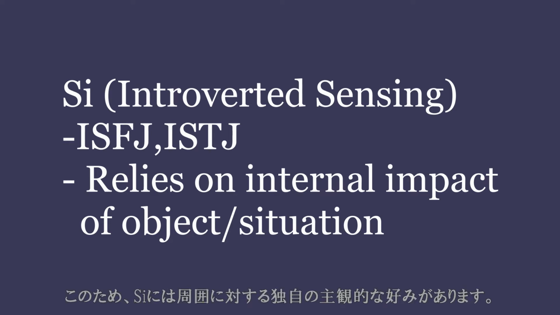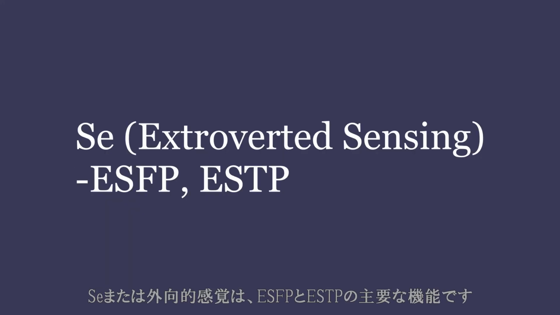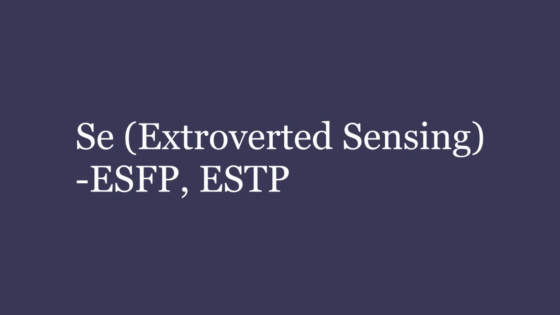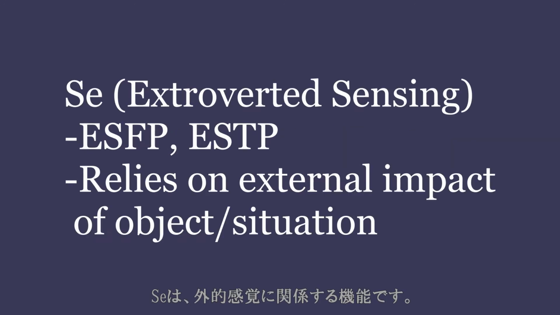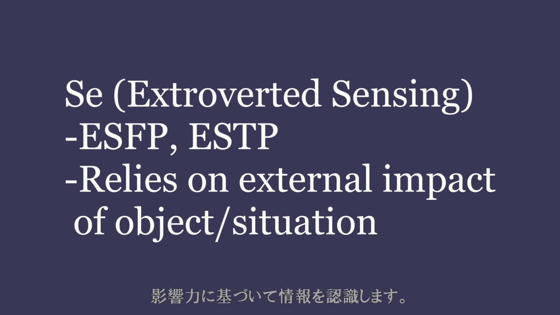SI has its own subjective preferences for its surroundings because of this. SE, or extroverted sensing, is a dominant function of ESFP and ESTP. SE is a function that is concerned with external sensation, meaning SE perceives information based on how impactful physical objects are in the external world.